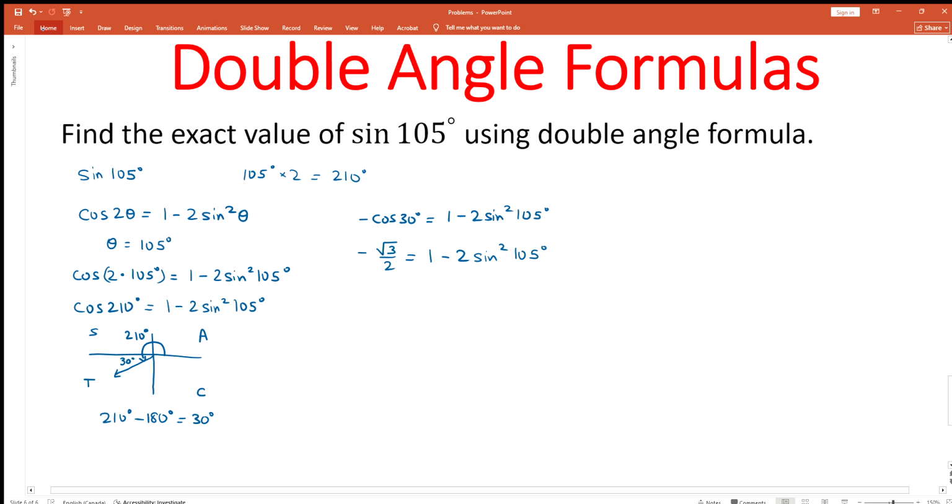We have to isolate sine 105 degrees in this equation. We should move the term negative 2 sine square 105 degrees to the left side of the equation. It will become a positive term, and we should move negative square root 3 over 2 to the right side of the equation. It will become positive square root 3 over 2.